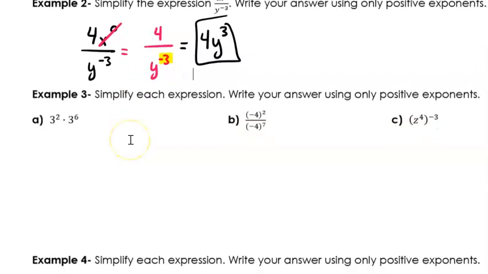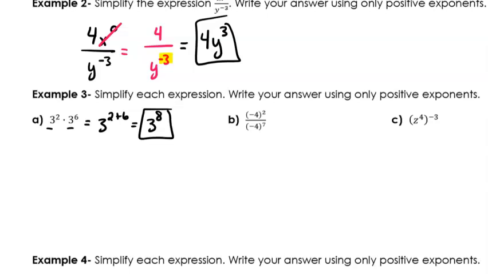All right, look at example 3. These are both a base of 3. The base is the same. So if they're multiplying and they're the same base, you can add the exponents. So we get 3 to the 8th. And it said write your answer using positive exponents. So I'd say it's fine just to leave it with an exponent.